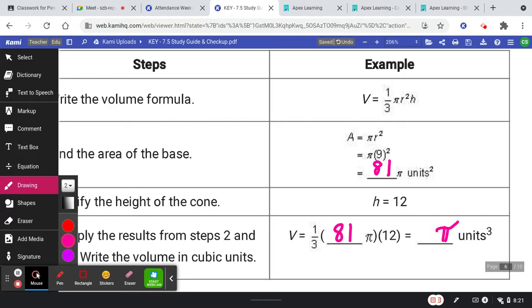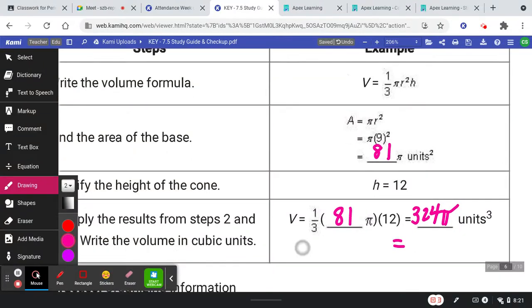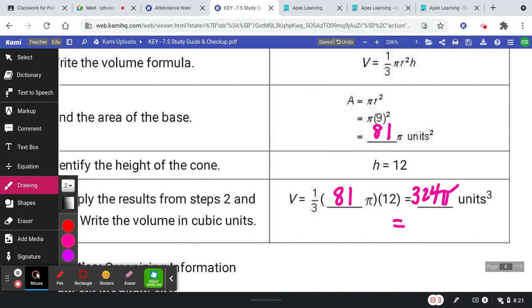And this time, Jonathan, will you be our calculator? What do you get for 81 times 12 divided by 3? Good. And now do me a favor, take that 324 and multiply it times 3.14. It's going to be 1,000 something if you've done it correct. Great. And that's units cubed. So here's my decimal answer. I don't even need to round if I use just the 3.14. And here's my exact answer in terms of pi.